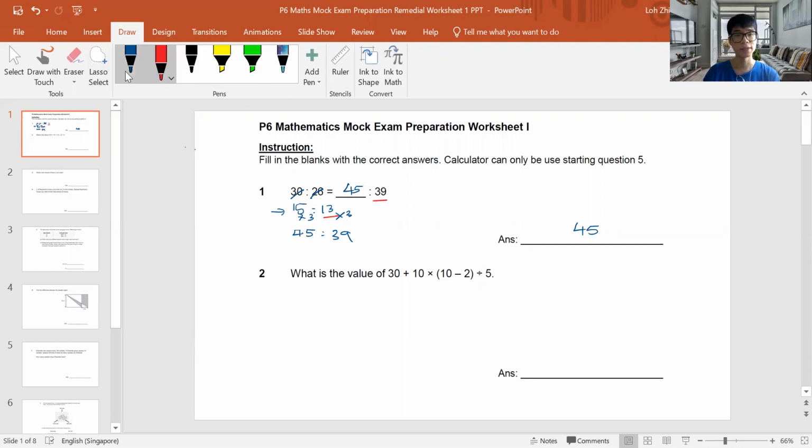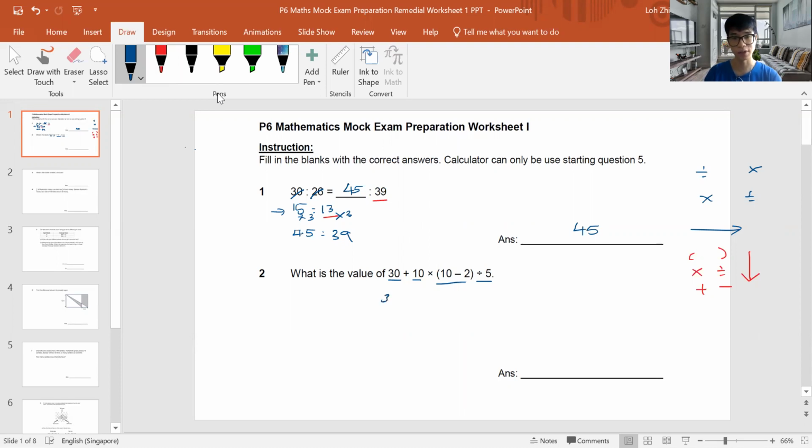It's given that 30 plus 10 times, 10 minus 2, divided by 5. As you know, when we do this, the order of operations always starts with parentheses first, then times and divide, then later plus and minus. This is the sequence. And we always need to go from left to right. When I say left to right, it means if it's times then divide, you do times and then divide. If the question order is divide then times, then you divide and then times. So here it says 30 plus 10 times, 10 minus 2, divided by 5.